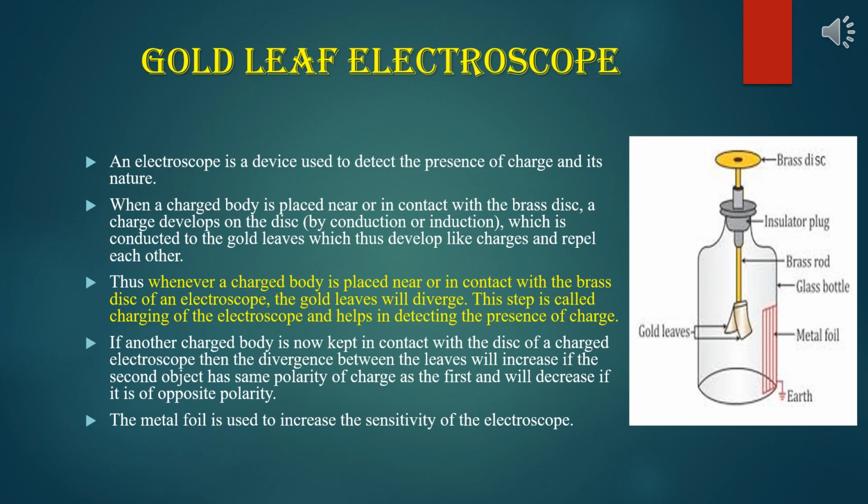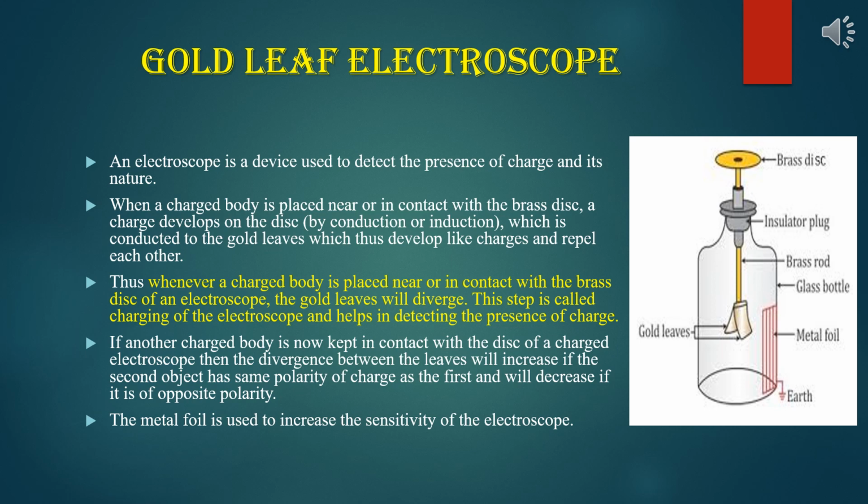So very simple point. You can see the highlighted point here. Whenever a charged body is placed near or in contact with the brass disc of the electroscope, what will happen? Simply the gold leaves will diverge. So if the gold leaves are diverging, we can be sure that there is the presence of charge, right? Now this step is known as the step of charging of the electroscope, right? So that is how we can understand whether the object is charged or not.